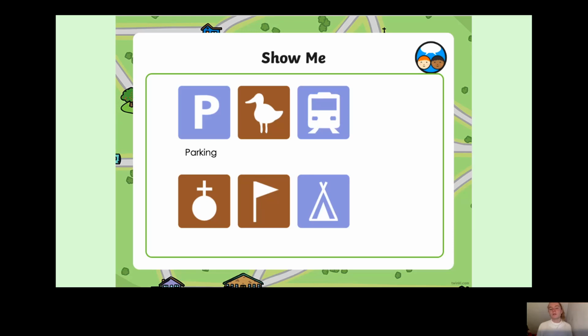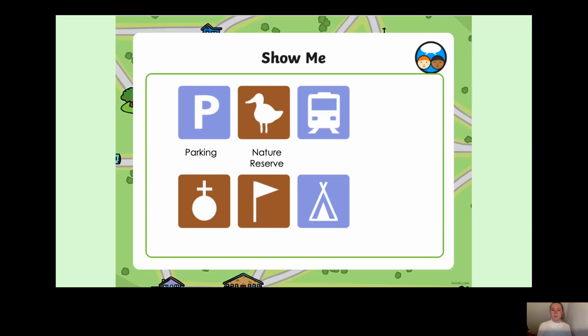What does the blue square with the duck in the middle represent? What did you think that represented? Because we've got P for parking in the blue one. And what about the brown with the duck? The brown with the duck is a nature reserve. Okay, so where animals are kept.